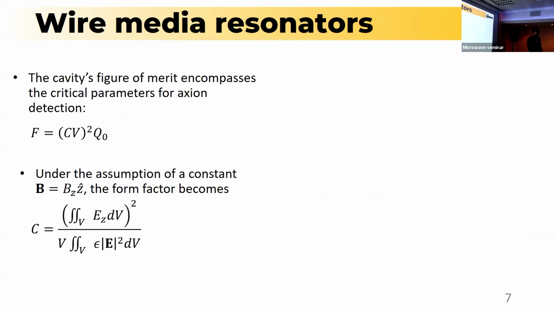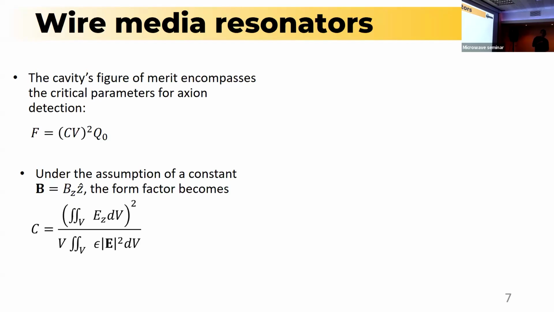So, some details about the wire media resonator that are important for the detection of the axion. The parameters concerning the cavity that are relevant for the axion detection are three. We have C, which indicates the form factor. It will be the main focus of the talk. We have the cavity volume. As I said before, we can have really large volumes without problems in the wire media field cavities, and the quality factor in resonance for the resonant mode of our wire media cavity.